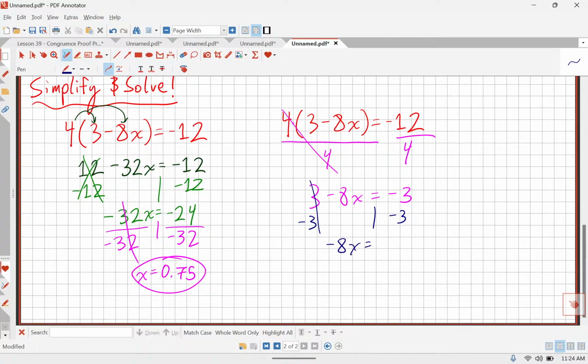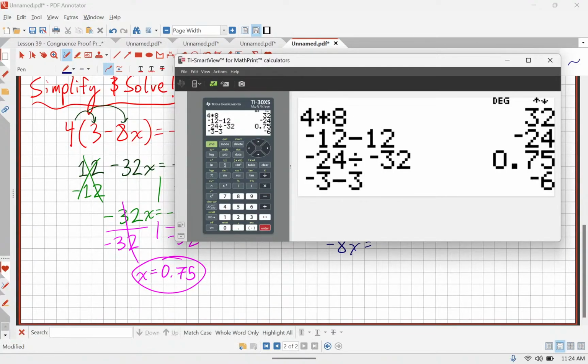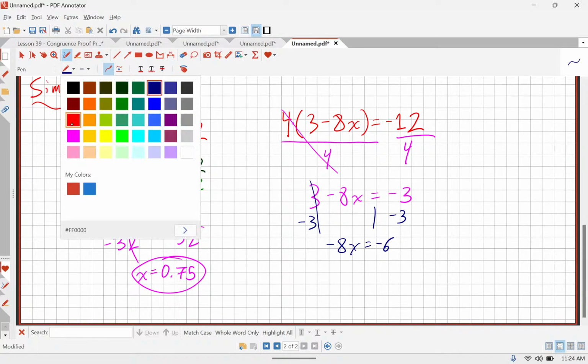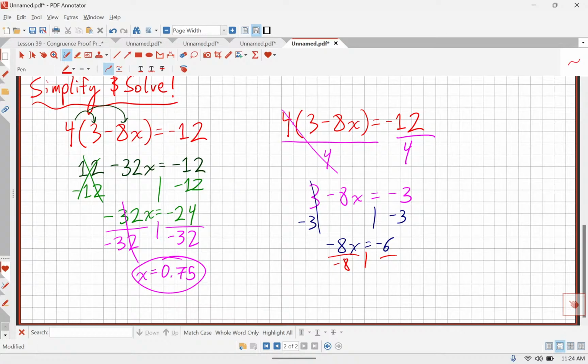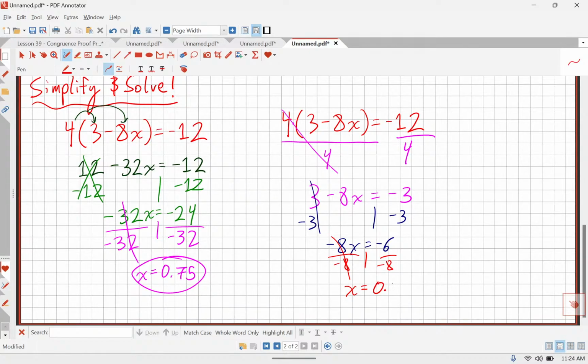Negative 8x equals, and this is not 0, right? Negative 3 minus 3 is negative 6. Last step, Abby? And surprise, surprise, we get negative 6 divided by negative 8 is still 0.75. So you can do it the way that Abby did it, where you go true SADMAP, truly the reverse order of operations. Or you can do it the way that Dean did it, where you simplify and solve.